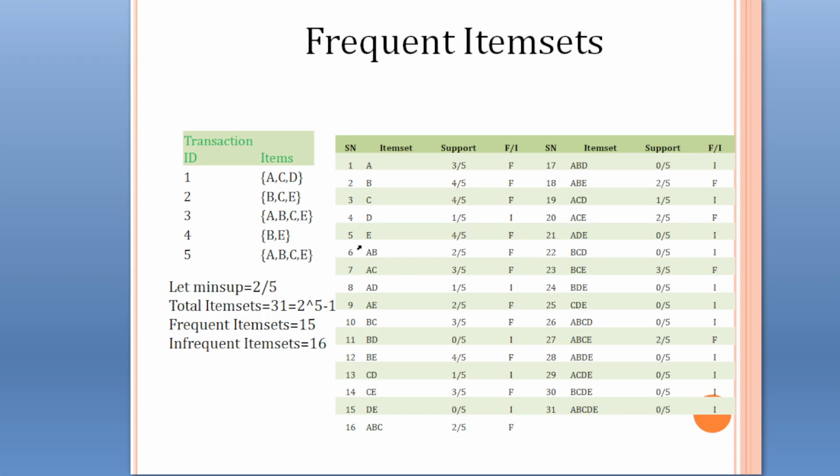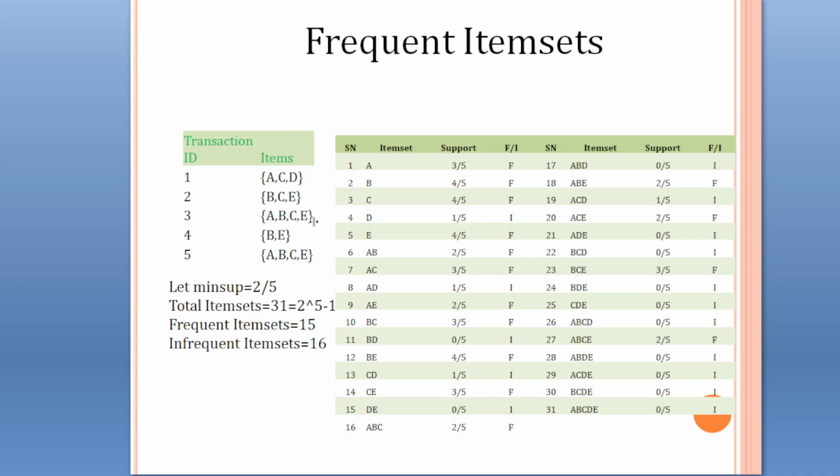Next we write support, that means we count in how many transactions we have A. Since A was there in 3 transactions and total transactions were 5, we write 3 by 5. To find the support of AB, AB is contained in 1 transaction and 2 transactions and total number of transactions is 5. So support of AB is 2 by 5. Let us calculate support of ABD. ABD is in none of the transactions, so support of ABD is 0 by 5. Support for BCD. BCD is also 0. So we write 0.